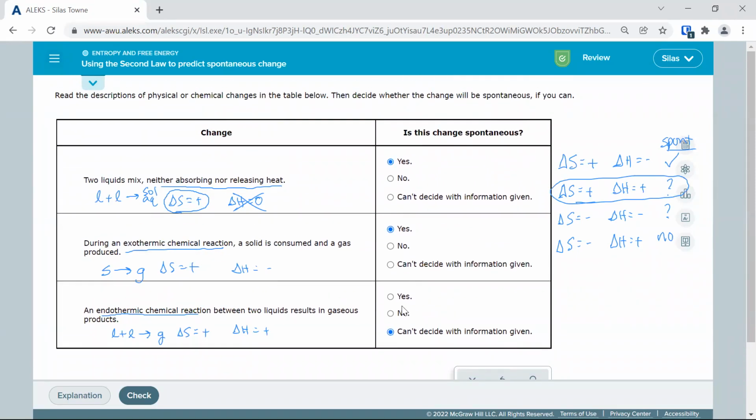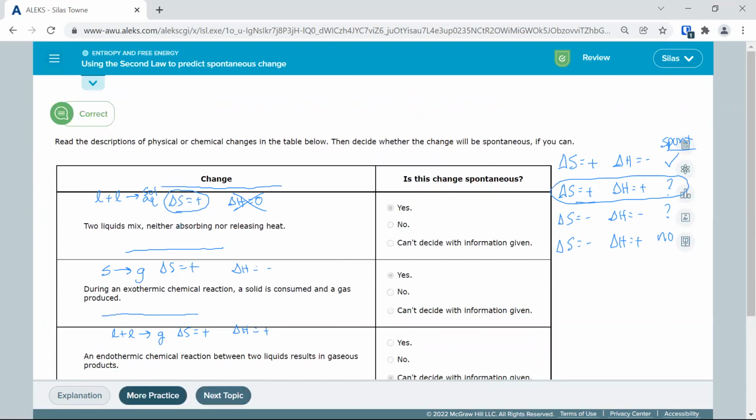So lots of different options here. And it's just reasoning through what's the entropy of the system and what is the enthalpy, and determining which one of these four does it fit. If it's the top one, it's spontaneous. If it's the bottom one, it's not. Otherwise, you can't decide. There we go.